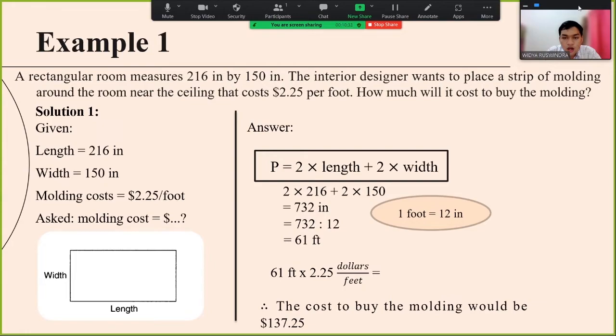How to get the cost? So 61 feet times $2.25 per foot equals $137.25. So the conclusion is the cost to buy the molding would be $137.25.